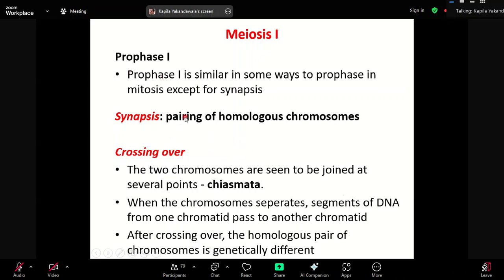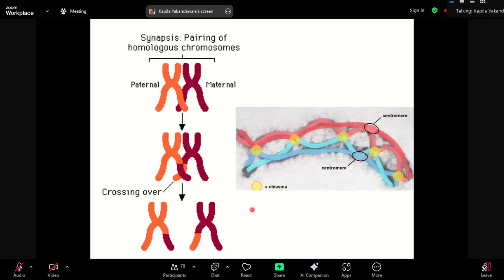What will happen when the similar chromosomes, the homologous chromosomes, pair up? These chromosomes can join at different places. We call these chiasmata. From these places, chromosomes can join together and then separate. Fragments of DNA from mother and father can be exchanged. So ultimately, genetic material can be exchanged.